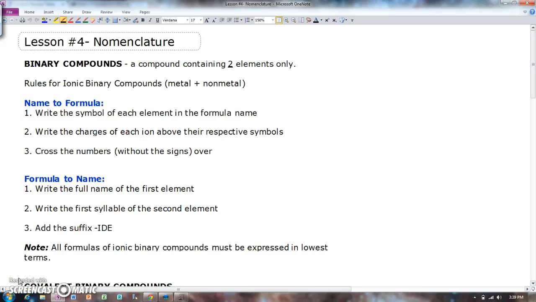Welcome to today's lesson on nomenclature. Nomenclature is just naming. Okay, so we're going to focus on naming compounds, specifically today binary compounds.